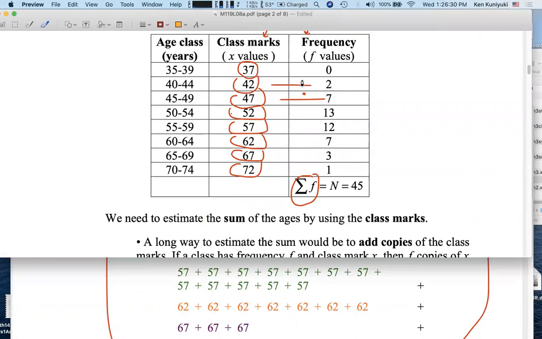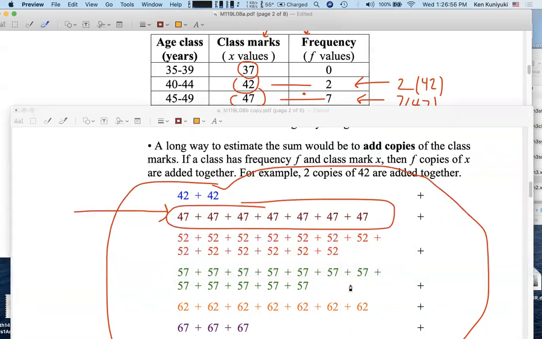And we can do that for each of these classes. So for example, in this second class here, we can estimate the sum of the ages by 2 times 42, instead of 42 plus 42. For this third class here, we can estimate the sum of the ages in this third class by taking 7 times 47.